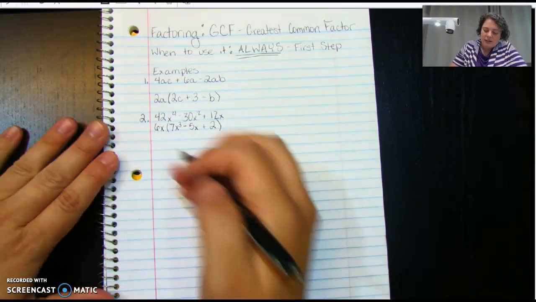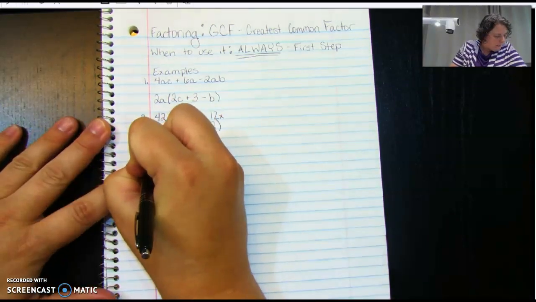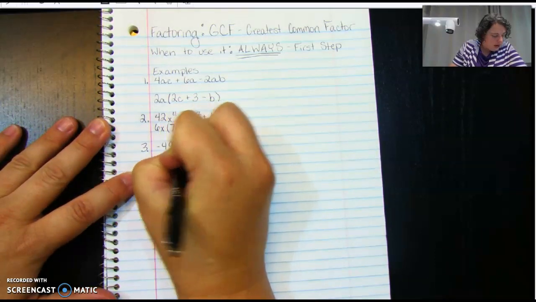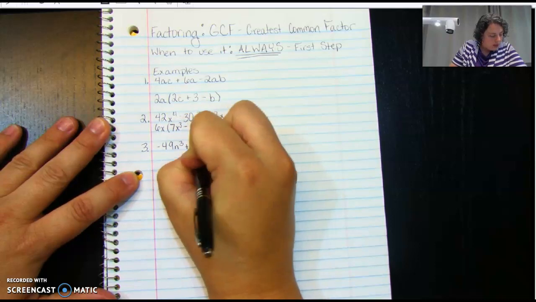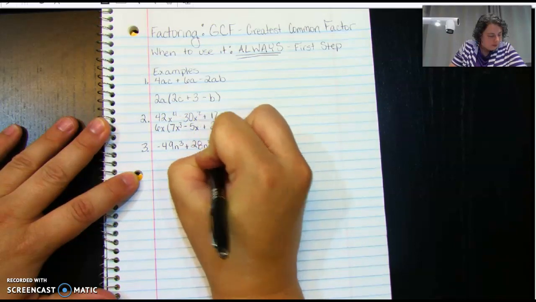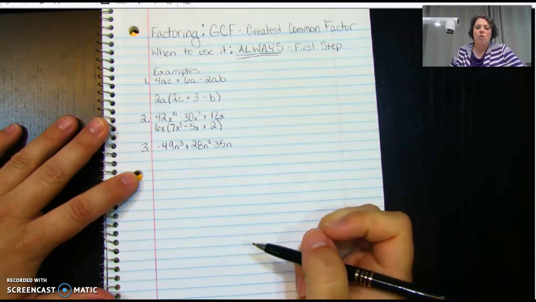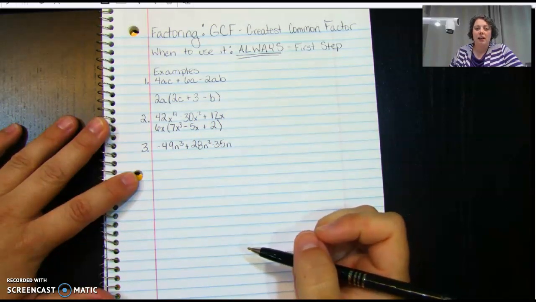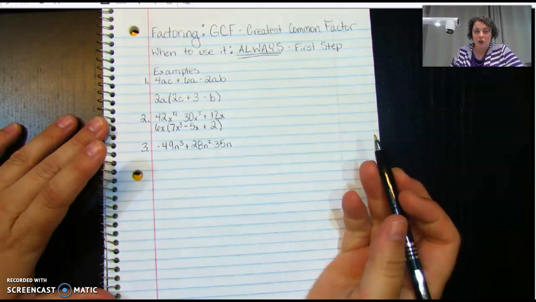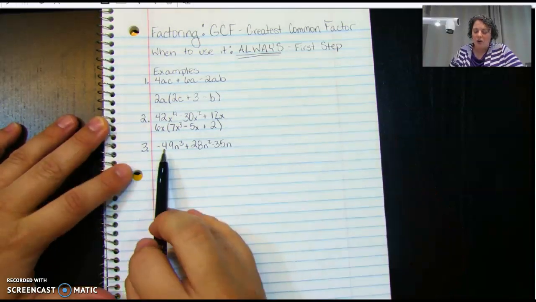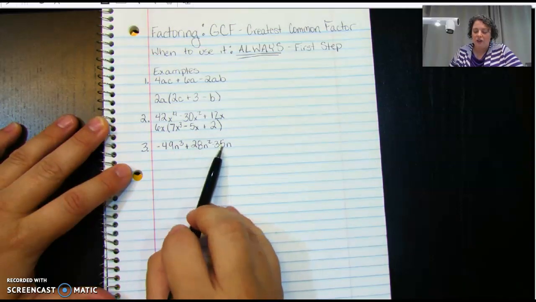All right, here's the next example. Negative 49n to the third plus 28n squared minus 35n. Okay. Remember I said you need to know your multiplication facts? I was serious. I'm still serious. Learn your multiplication facts. Okay? Make flashcards. All right, here we go. 49, 28, and 35. Right away you should know they're all divisible by 7.